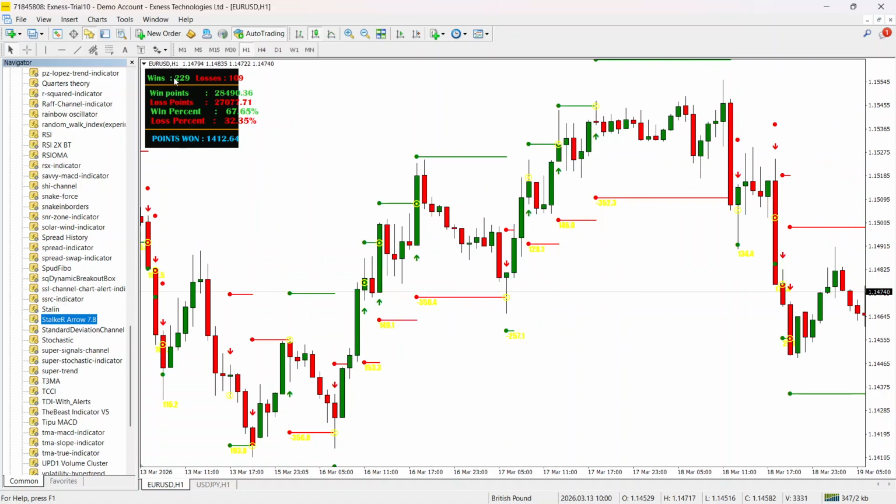We also have a dashboard that shows the win to loss ratio, the win point or win percent, and the loss point and loss percent, and the point zone.